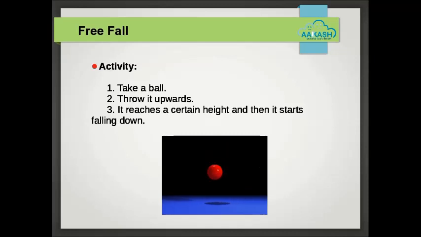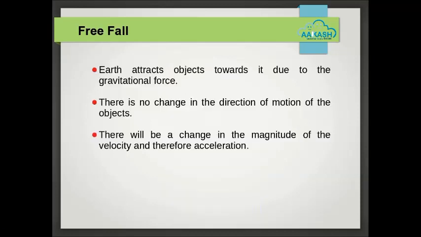Now let's understand what is a free fall. Let's know it by doing the following activity. Take a ball, throw it upwards. Notice that when it reaches a certain height, then it starts falling down. This is because Earth attracts objects towards it due to the gravitational force.